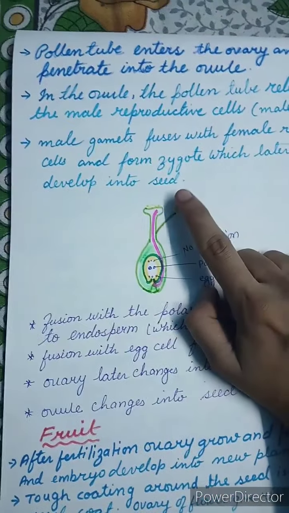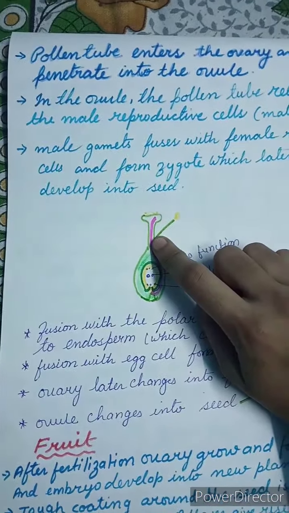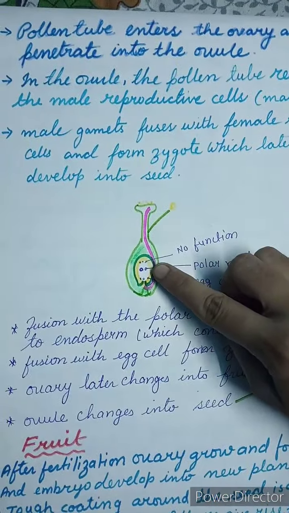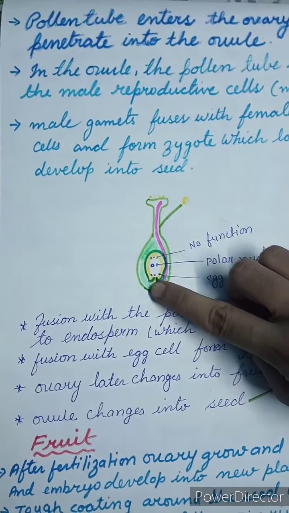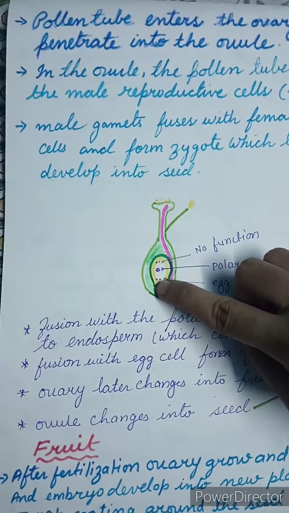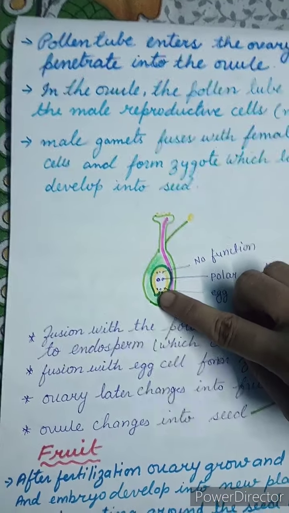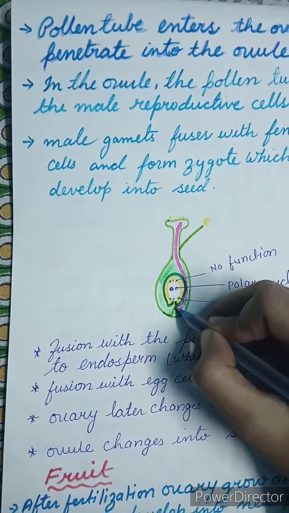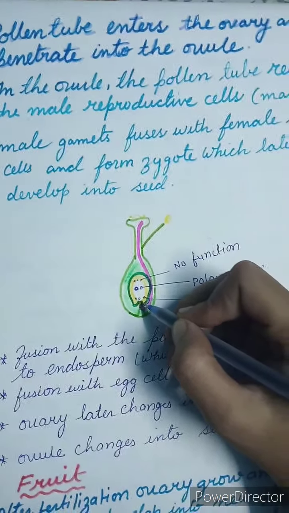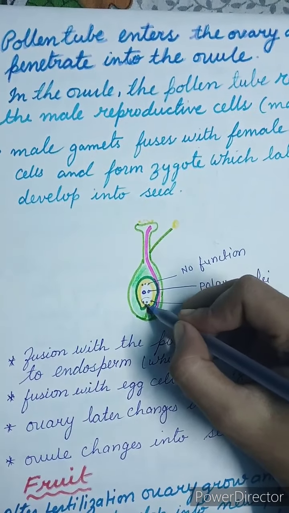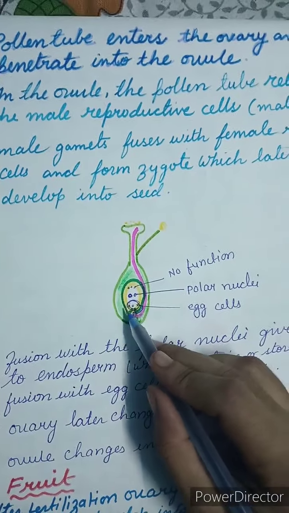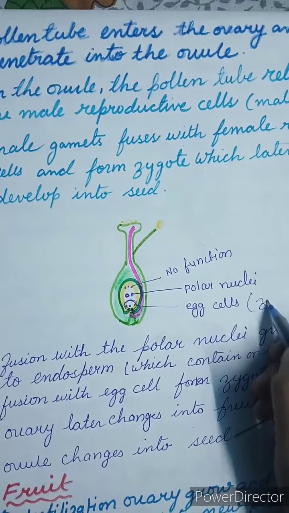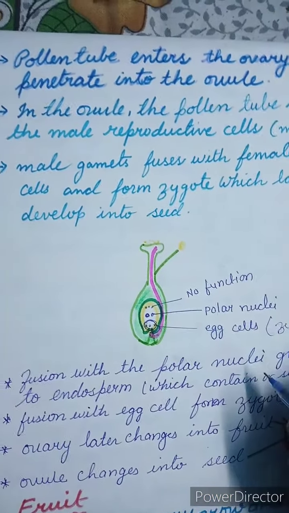So children, the pollen grain forms a pollen tube that enters the ovary here and penetrates the ovule. This is the ovule. In the ovule, the pollen tube releases the male gametes. So it releases the male gametes, and then the male gamete fuses with the egg cell and forms a zygote.